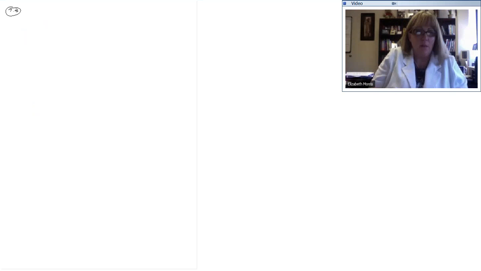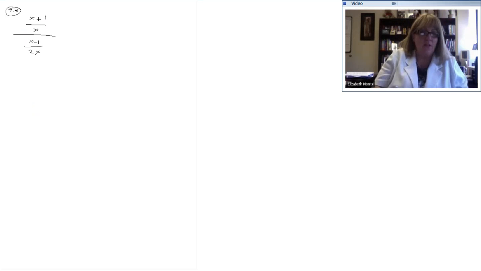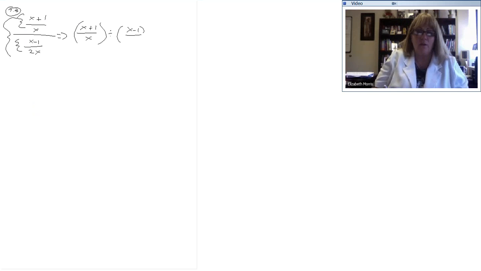And what I mean by complex fractions is a fraction within a fraction. So I have a fraction here, I have a fraction here, and the whole thing is a fraction. Now, what does it mean literally? Don't look at it that way. Look at it like this. It means x plus 1 over x divided by x minus 1 over 2x.